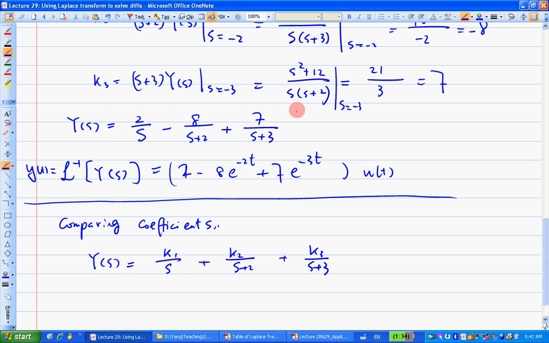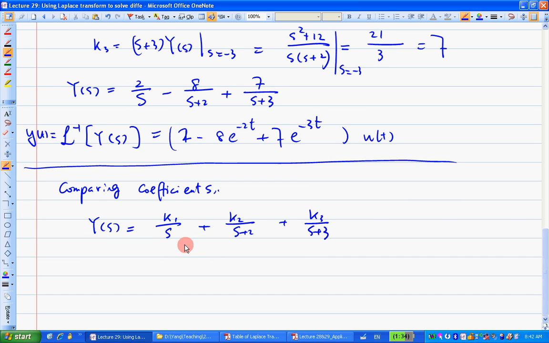By the way, remember you can always double check. Basically combine these three terms together and see if you can get back to your original expression. That's how you verify whether you found the right k1 to k3. So comparing coefficients is what we're going to use to decompose. Let's put this back to the original numerator over denominator. So put this back, it means what?